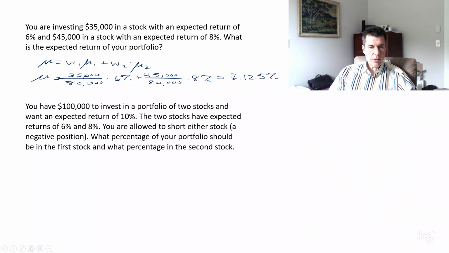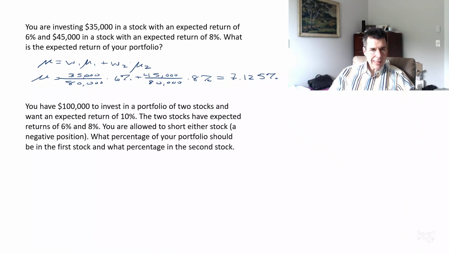Okay, the second problem, we have $100,000 to invest in a portfolio with 2 stocks, and we want an expected return of 10%. The 2 stocks have expected returns of 6 and 8%. You're allowed to short either stock, which means you put a negative position in, and what percentage of your portfolio should be in the first stock and what percentage in the second stock.